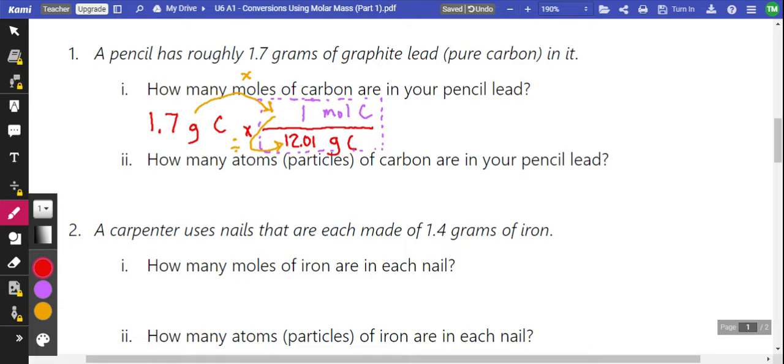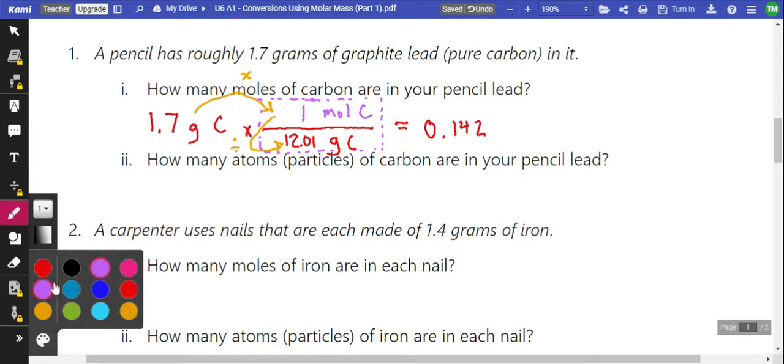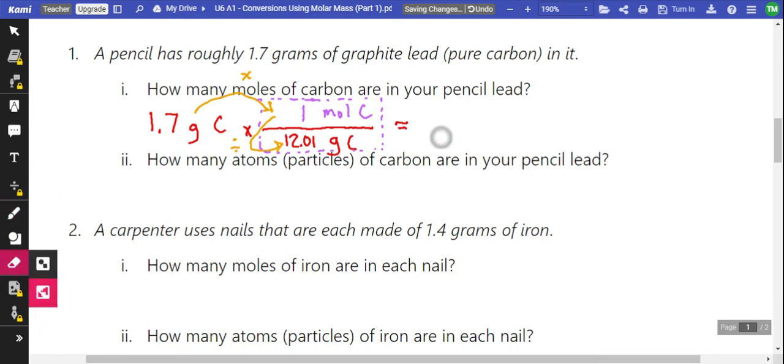It should come out to be about 0.142-ish. Depending on how you round that, you might get something a little bit different, but I can look at your math and say, okay, you're on the right track, you're in the ballpark. You don't have to chop off the answer exactly the same way, and I can still tell whether you got the right answer or not. Our unit is now moles, and actually I'm going to do this in purple since we just converted to moles.